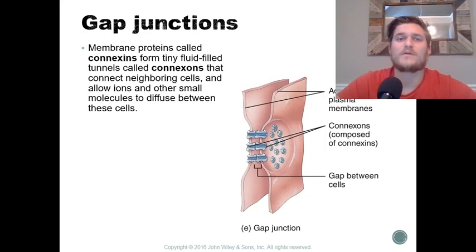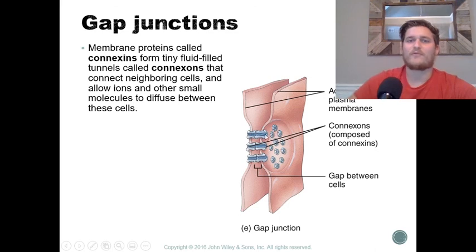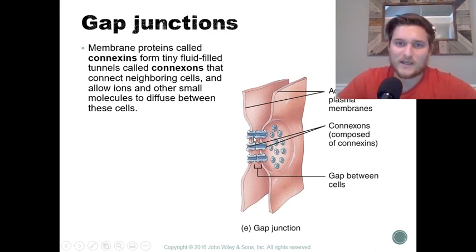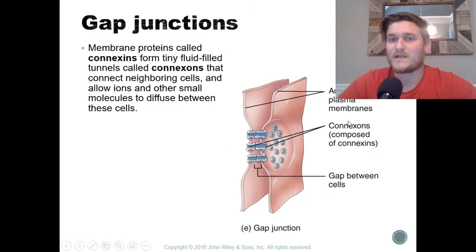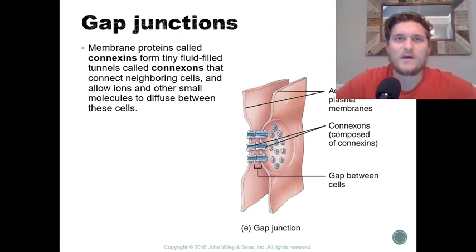Gap junctions are going to have proteins called connexins, which form these little tunnels called connexons, and these tunnels allow for the passage of ions and secondary messengers from one cell to the next. So you could see that a neighboring cell can pass on these ions and secondary messengers to signal events in a neighboring cell. That concludes our discussion on cells.